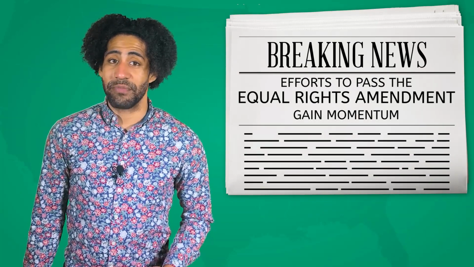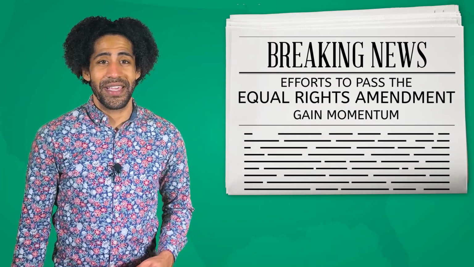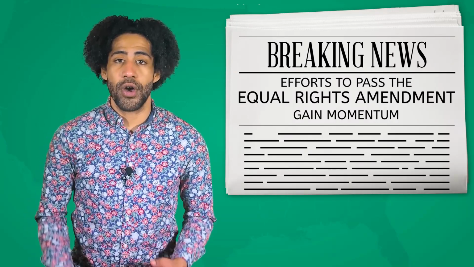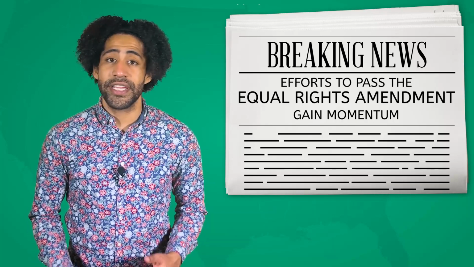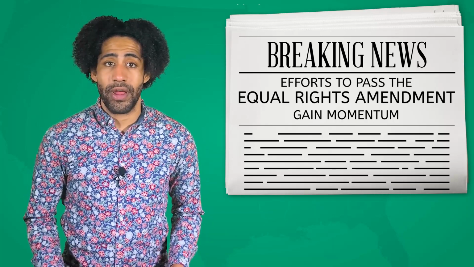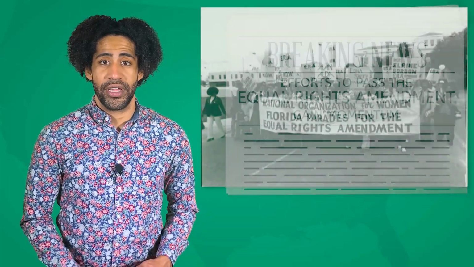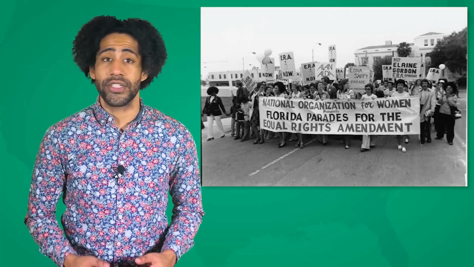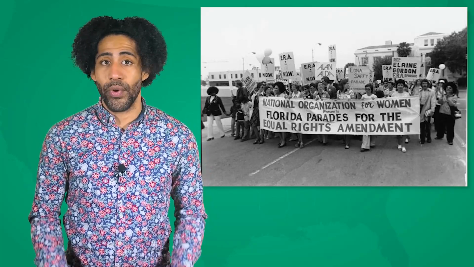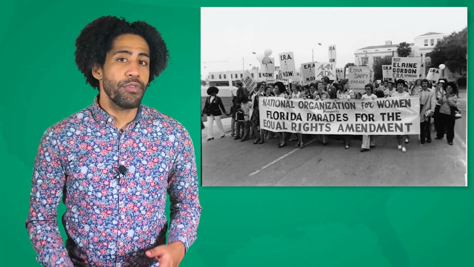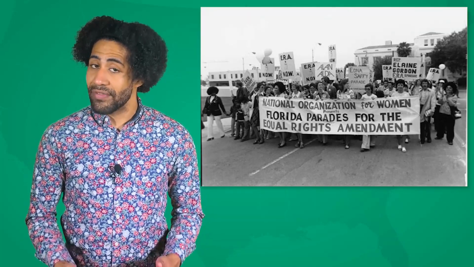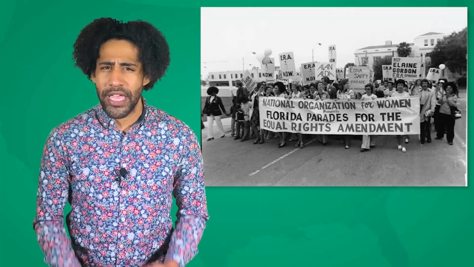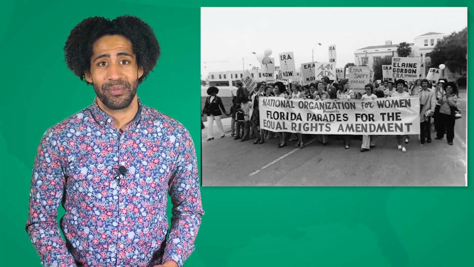Another significant achievement is highlighted in this headline. Efforts to pass the Equal Rights Amendment gain momentum. This was a proposed constitutional amendment that aimed to guarantee equal legal rights for all American citizens, regardless of gender. The primary goal was to eliminate legal distinctions between men and women in terms of divorce, property, employment, and other matters. Though the Equal Rights Amendment, or ERA, was never ratified, its widespread support and the debates it created marked a pivotal moment for women's rights.